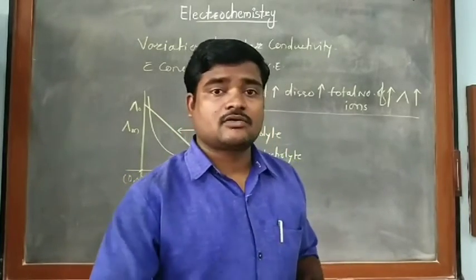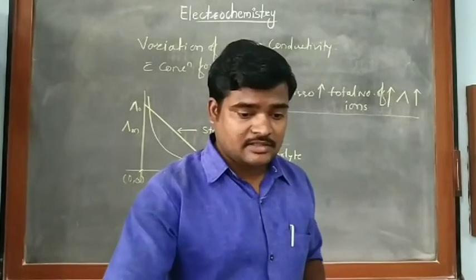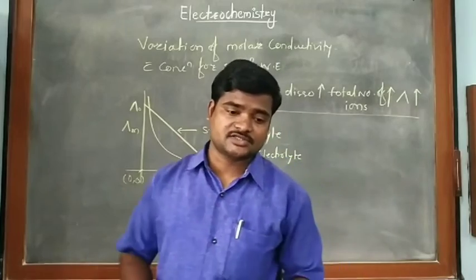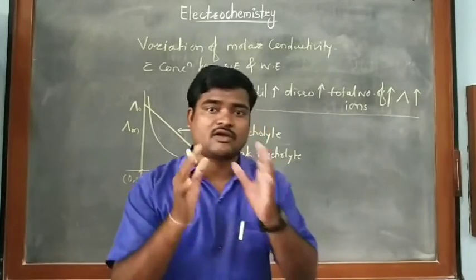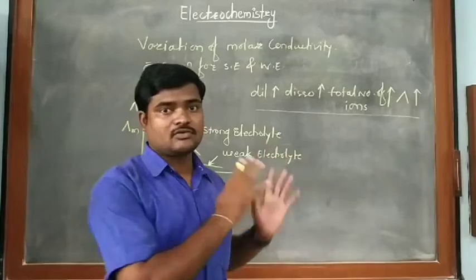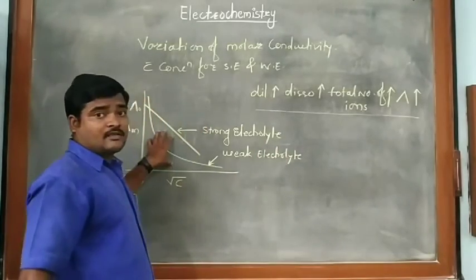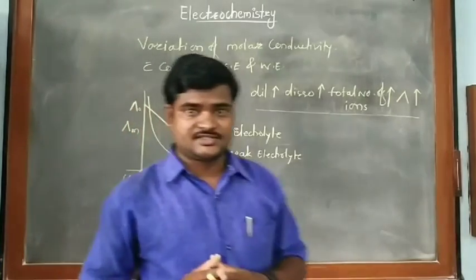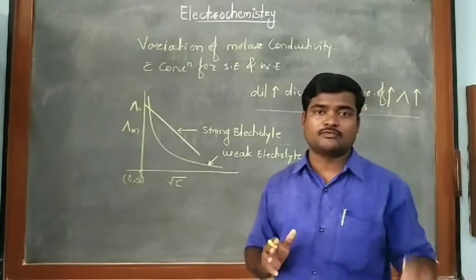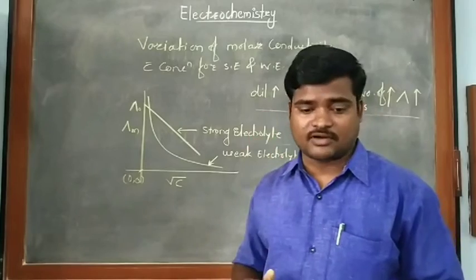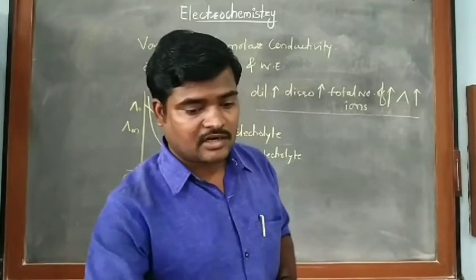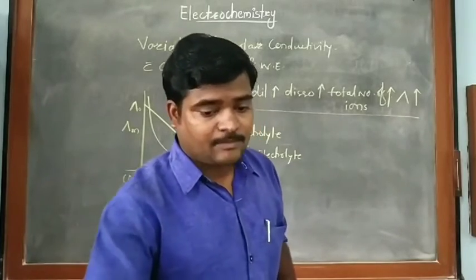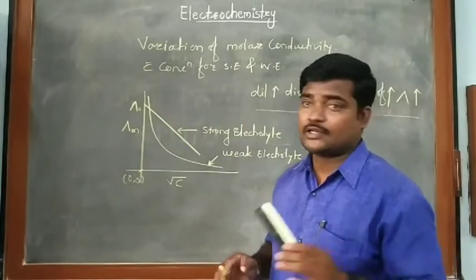Now students, with this curve, what we learn is that the increase in molar conductivity with increase in dilution or decrease in concentration is different for strong and weak electrolytes. This is the conclusion of this graph, because the curves themselves show two different things. Now on dilution, the molar conductivity of strong electrolytes increases rapidly and approaches a maximum limiting value.